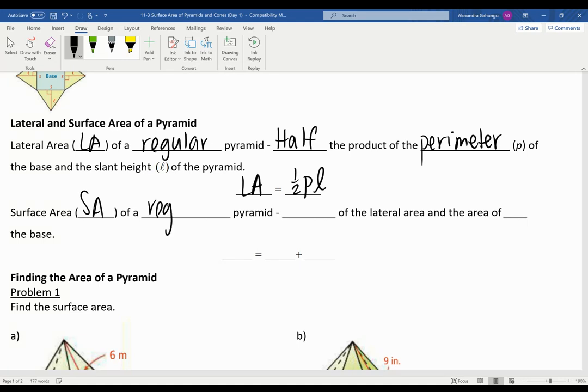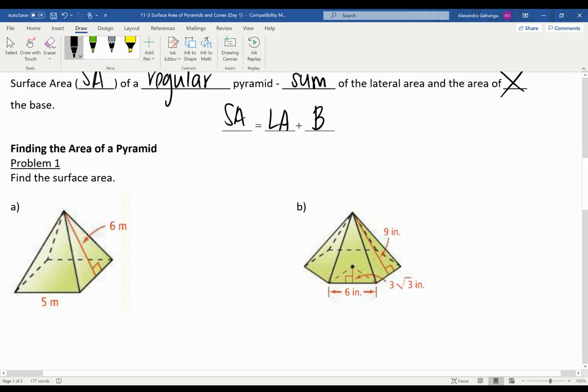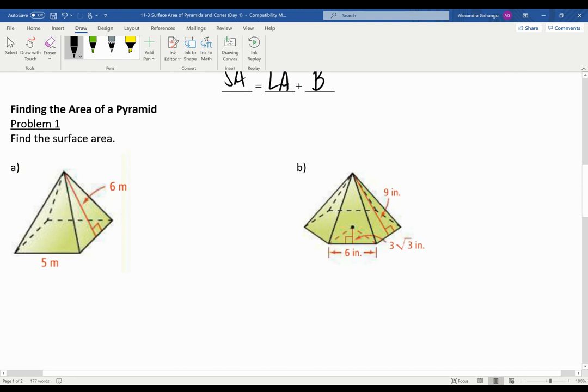Surface area of our regular pyramid is the sum of our lateral area and the area of just one base, because we've only got that one base. So it's SA is equal to LA plus B. So it's very close to what we had before for our surface area of our prisms and our cylinders. So let's go ahead and find the surface area of our first two by starting out with the lateral area.